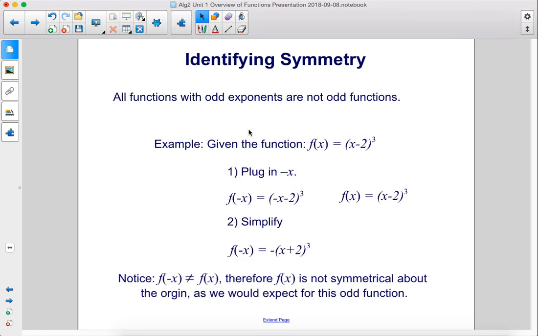All functions with odd exponents are not odd functions. For example, given the function f of x equals x minus 2 cubed, we plug in negative x. That becomes negative x minus 2 cubed. Simplified, that is negative x plus 2 cubed, which is not equal to x minus 2 cubed. Therefore, f of x is not symmetrical about the origin, as we would expect for this odd function.